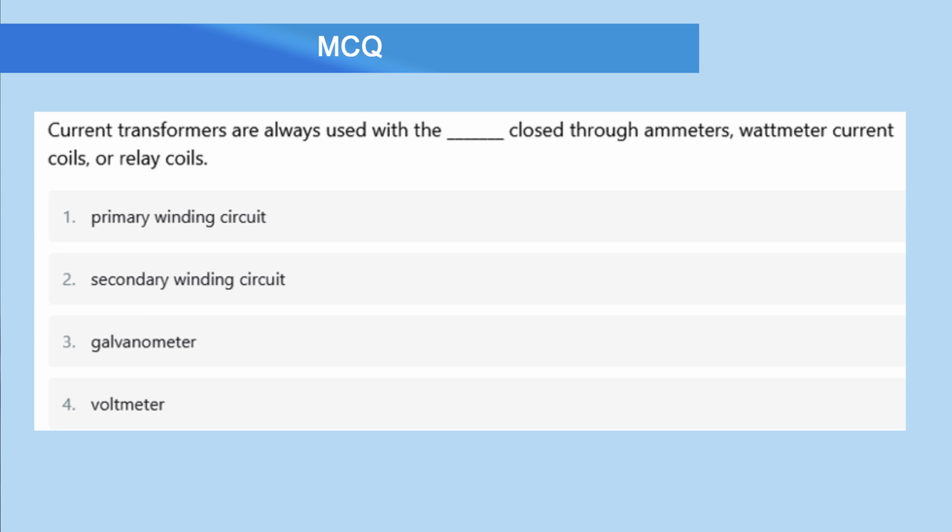So the question is on your screen: current transformers are always used with the blank closed through ammeters, wattmeter current coils or relay coils, and your options are primary winding circuit, secondary winding circuit, galvanometer and voltmeter. In this case the correct option is secondary winding circuit, and we have already discussed why we have to close the secondary winding circuits.